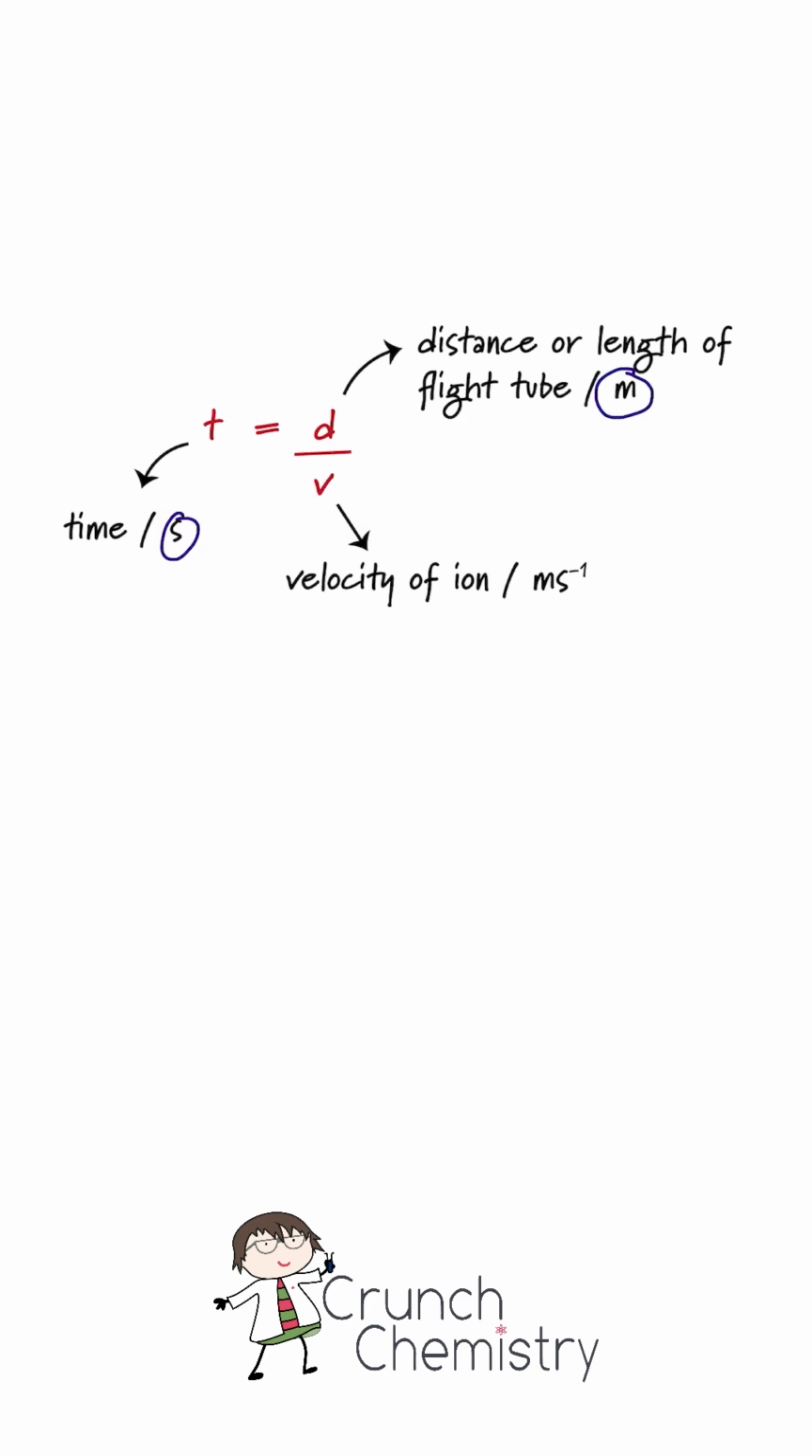Now we need to combine our two equations. Time equals distance divided by velocity. Or, if I separate out the velocity component, we could say that time equals distance multiplied by 1 over velocity. Now, we know that the velocity is actually equal to the square root of twice the kinetic energy divided by the mass of the ion.